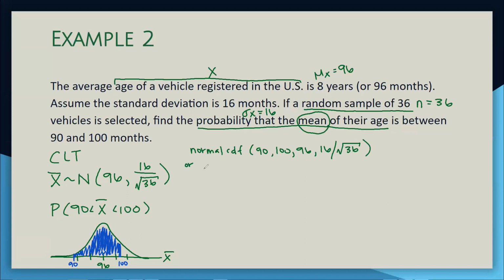If you are on GeoGebra, you need to use the subtraction, upper bound minus lower bound, because GeoGebra only does area to the left. Also remember that GeoGebra wants mean and standard deviation first. So we'll do that function call for 100, and then we'll do that same function call for 90, our lower bound.